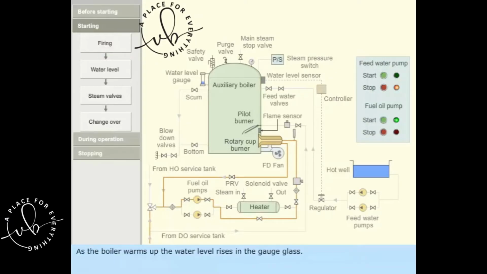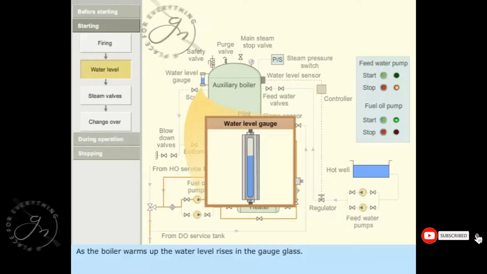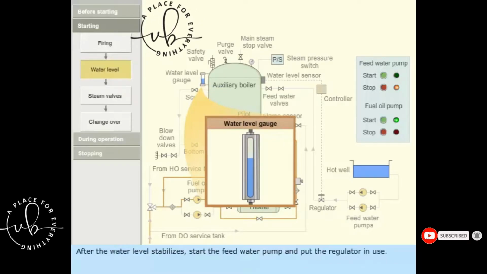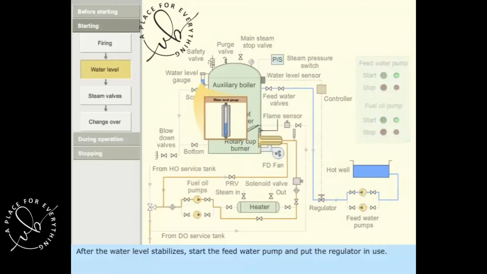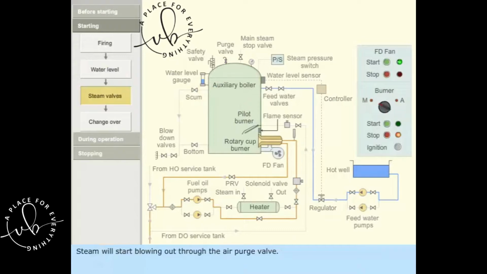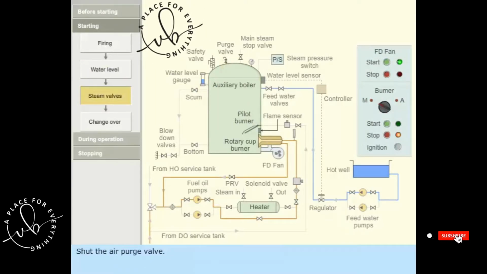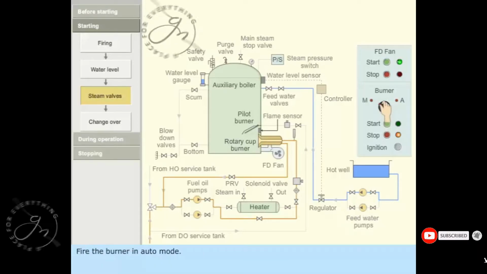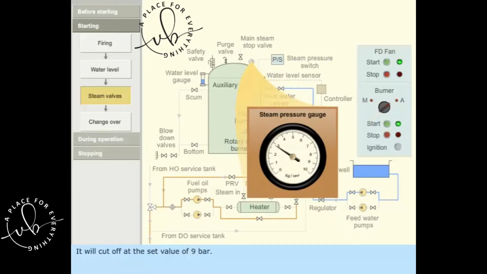As the boiler warms up, the water level rises in the gauge glass. After the water level stabilizes, start the feed water pump and put the regulator in use. Steam will start blowing out through the air purge valve. Shut the air purge valve. Fire the burner in auto mode. It will cut off at the set value of 9 bar.